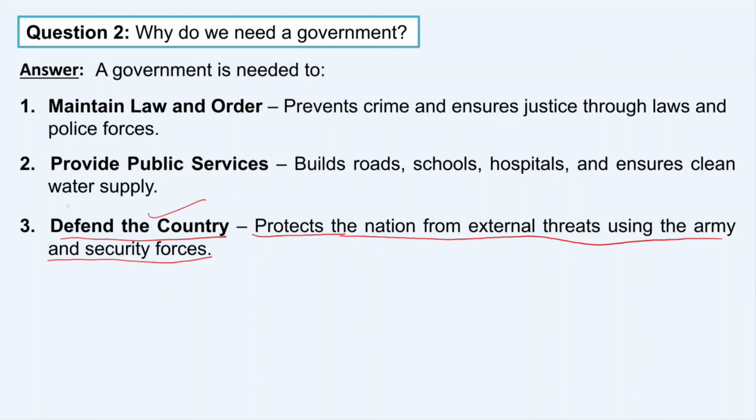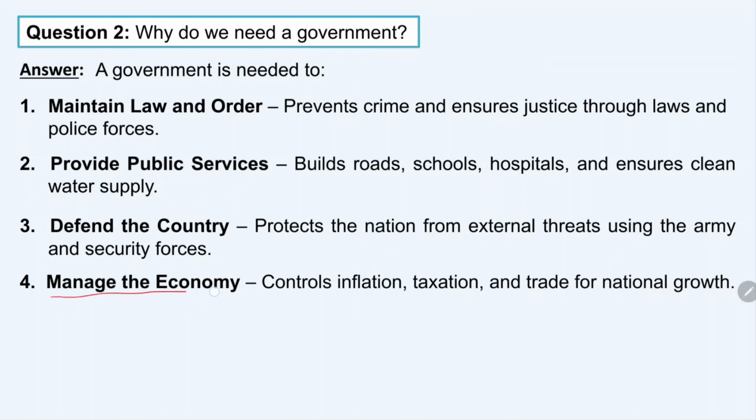So in order to prevent such things, it is very necessary to defend the country. And who does this? Government. I hope it is clear. Next we have manage the economy.